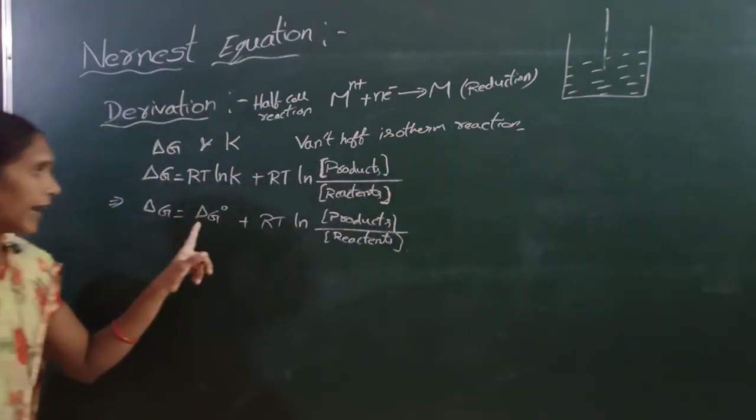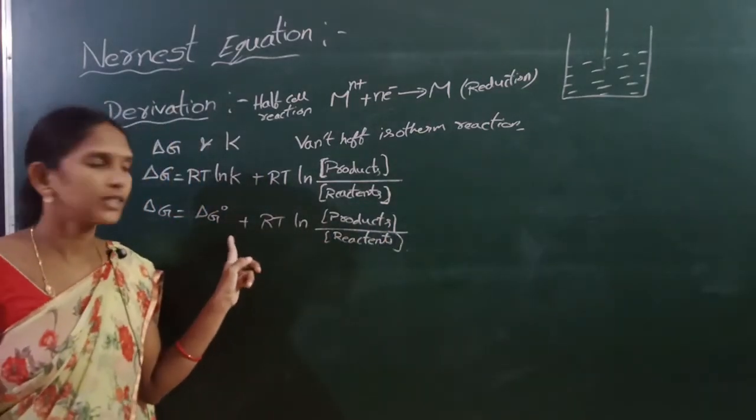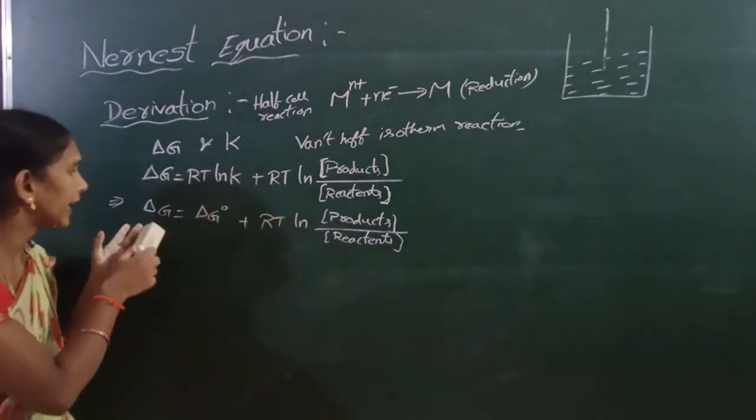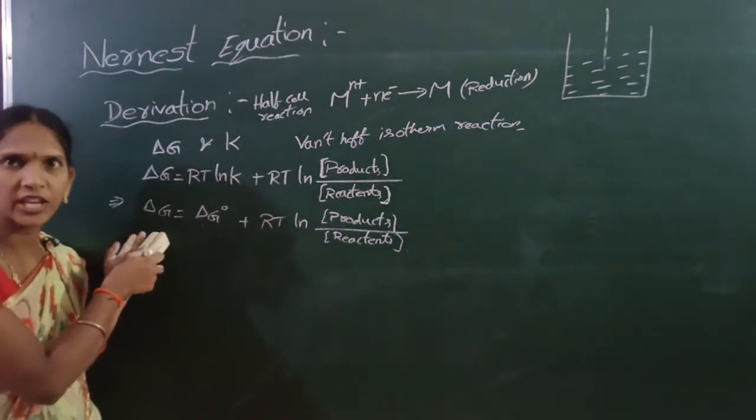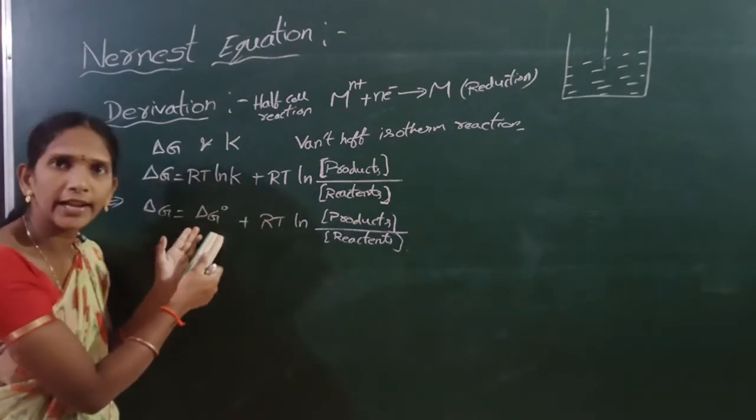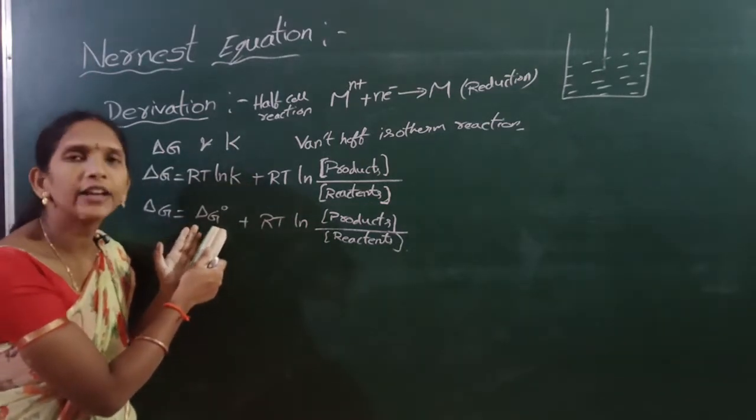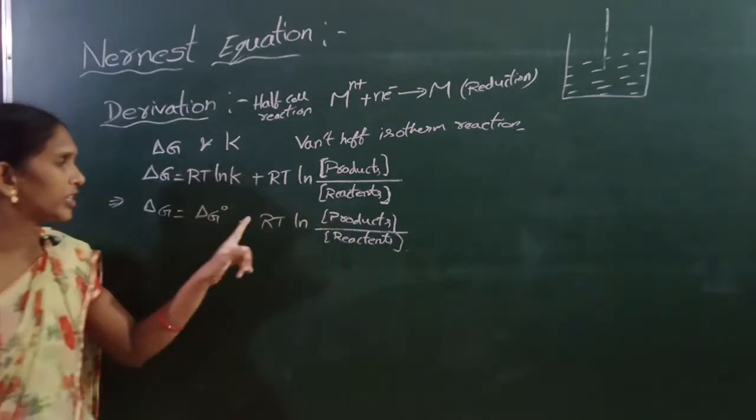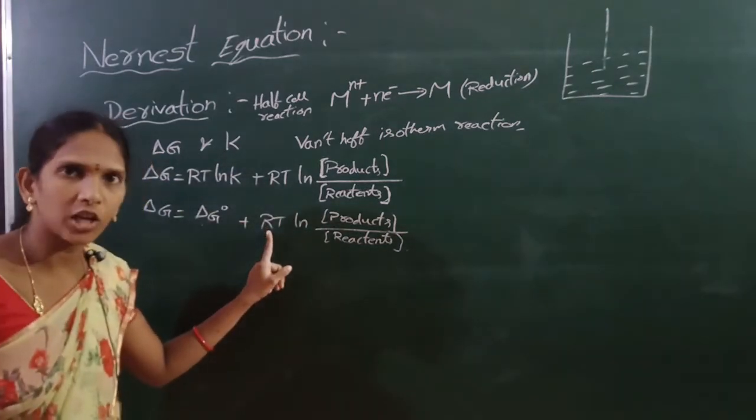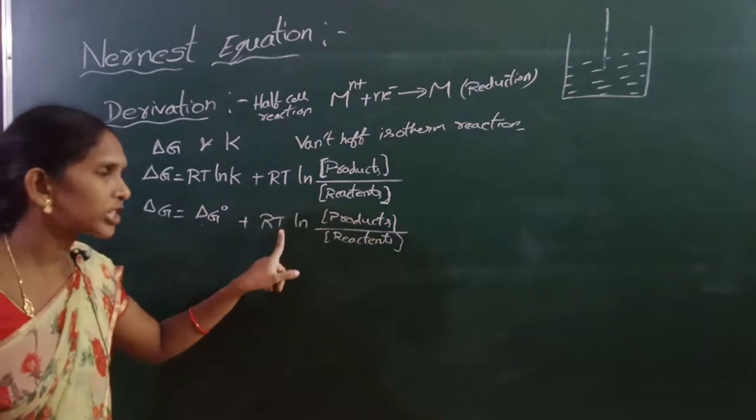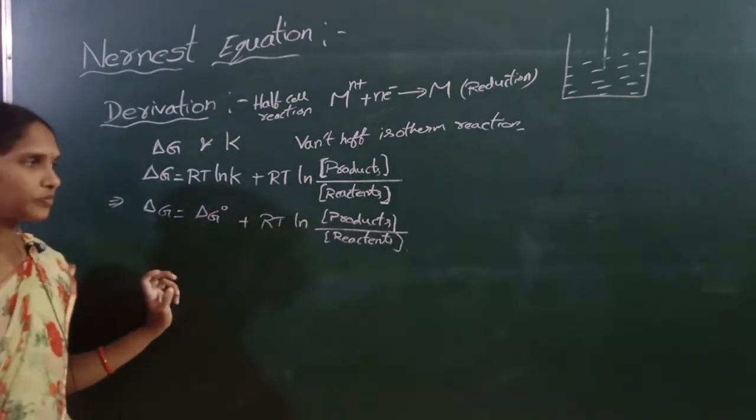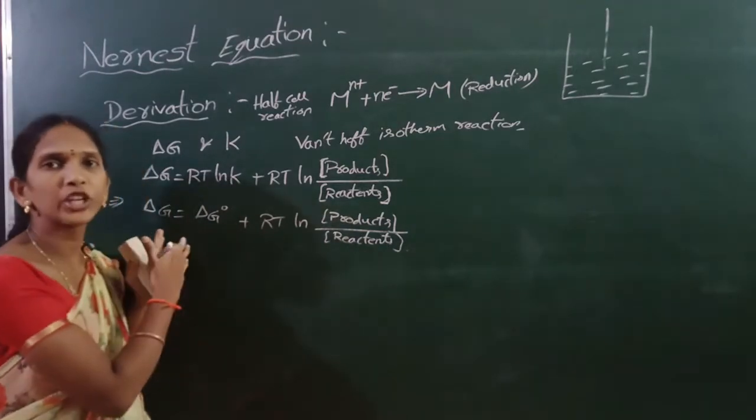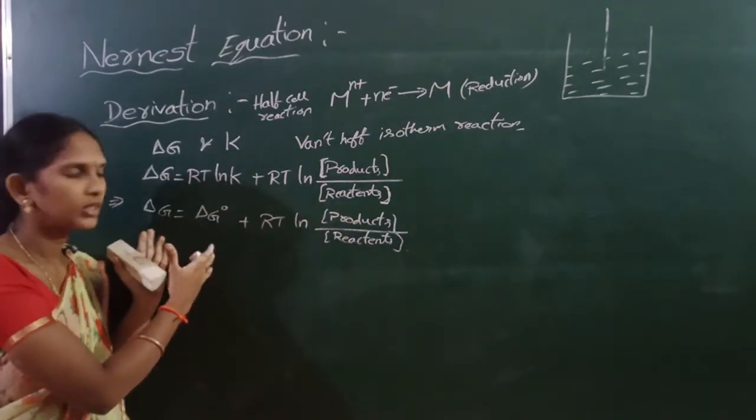Here delta G naught is the standard free energy change, and delta G is the free energy change. R is called the gas constant, and T is temperature.